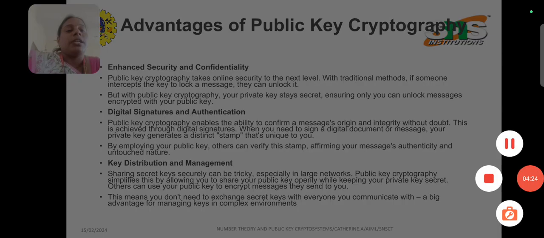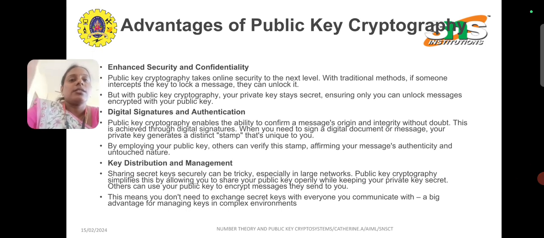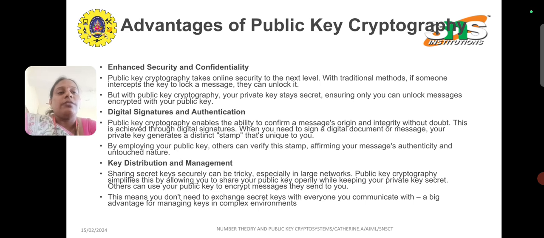Advantages of public key cryptography: enhanced security and confidentiality, digital signatures and authentication, key distribution and management. Public key cryptography takes online security to the next level. With traditional methods, if someone intercepts the key to lock a message, they can unlock it. But with public key cryptography, your private key stays secret, ensuring only you can unlock messages encrypted with your public key.